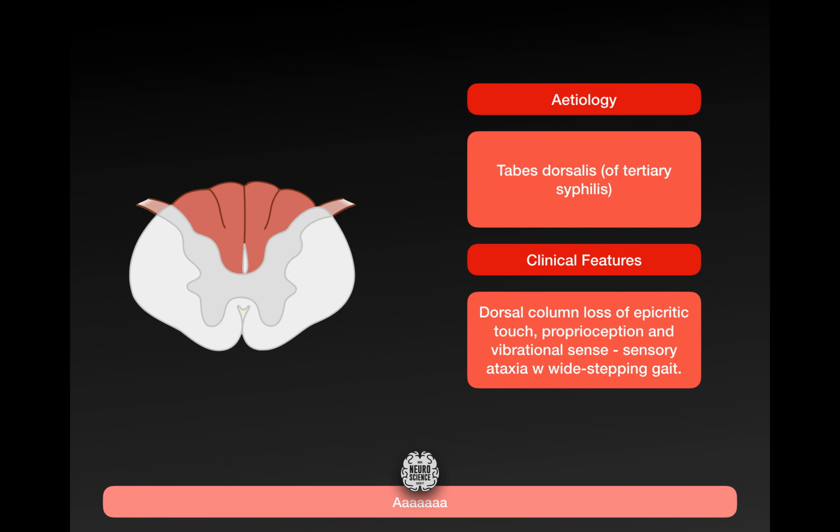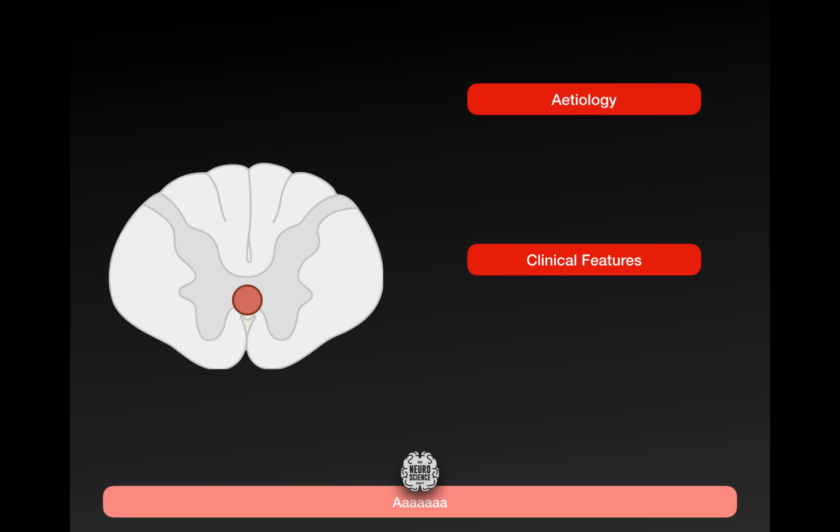So you have dorsal loss of epicritic or fine touch, proprioception, vibrational sense, and you have the sensory ataxia. Because the dorsal column is not bringing up that conscious proprioception, you do an over-exaggerated, wide stepping gait. So it's like when you've got a pair of wellies and you're walking through a muddy field and you lift your leg up and it goes squelch, squelch, but you've lifted your leg up really high. This is really high clearance. That's what the wide stepping gait of posterior column loss is like.